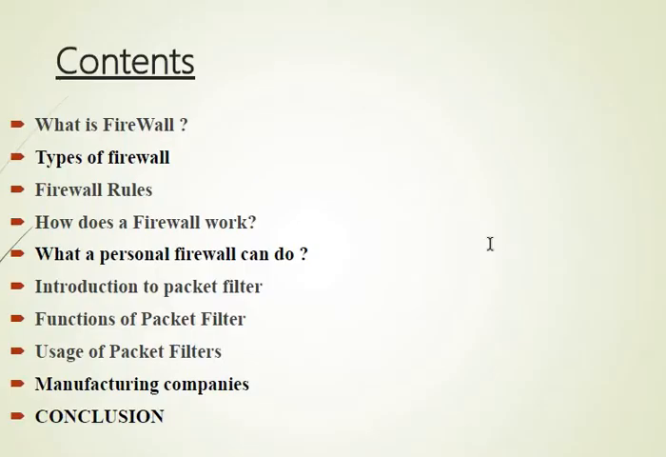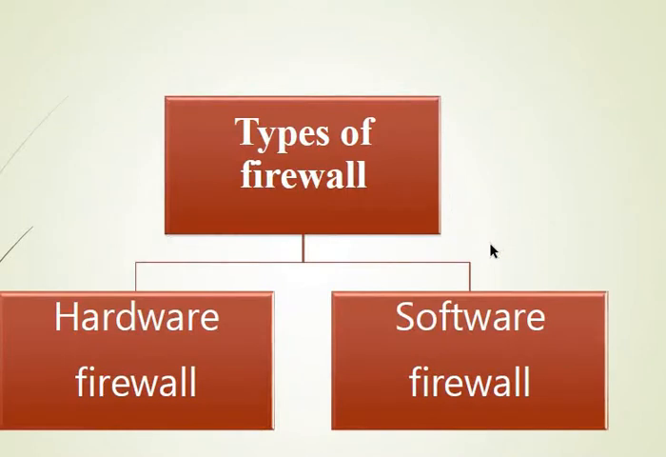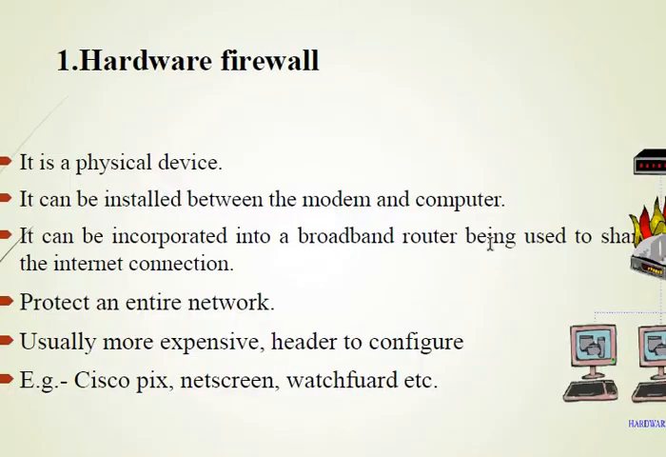What we have seen is that a firewall is a device that provides secure connectivity between networks. A firewall may be hardware, software, or a combination of both that is used to prevent unauthorized programs or internet users from accessing a private network or a single computer. The types of firewall we have seen are the hardware firewall as well as the software firewall.